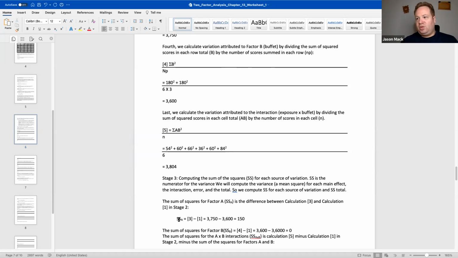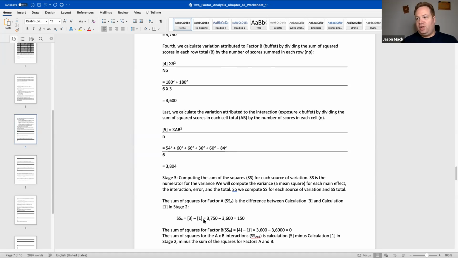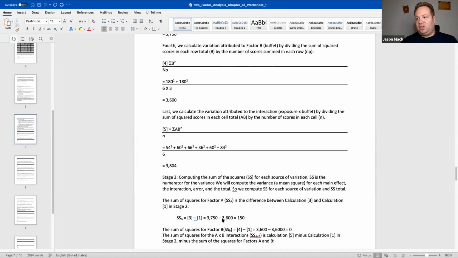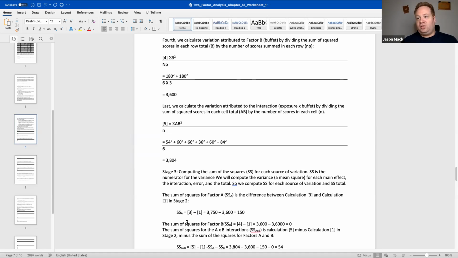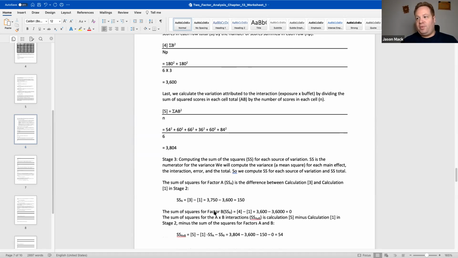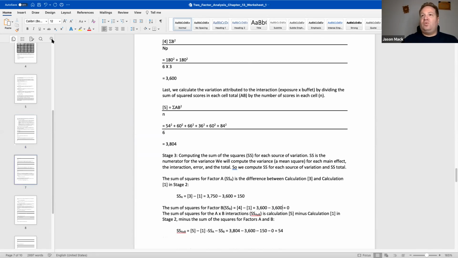So the sum of the squares for factor A is 3,750 minus 3,600, which is equal to 150. Next, we want to do the sum of the squares for factor B. Sum of the squares B is equal to 4 minus 1. So that's 3,600 minus 3,600, not 36,000, which is equal to 0.